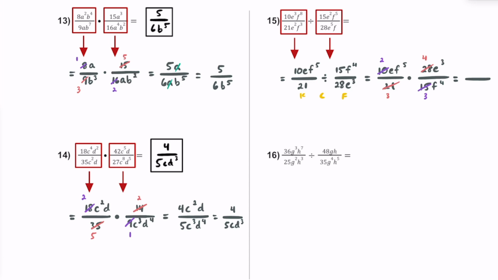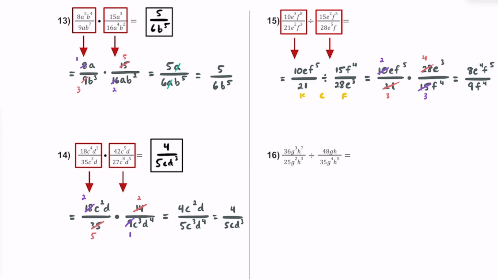So 2 times 4 is going to be 8 on top, and 3 times 3 is going to be 9 on bottom. Then on top we have 1 e multiplied by 3 more e's, so that's a total of 4 e's being multiplied together. And then we just have this f to the fifth power that we don't really need to do anything yet with. And on the bottom we just have f to the fourth power. Okay, so we're almost there.